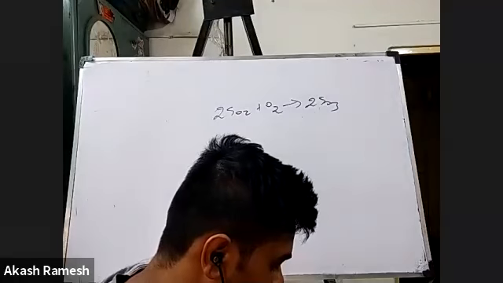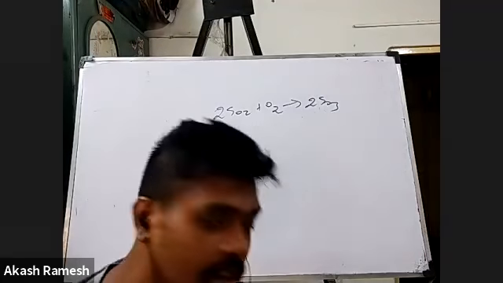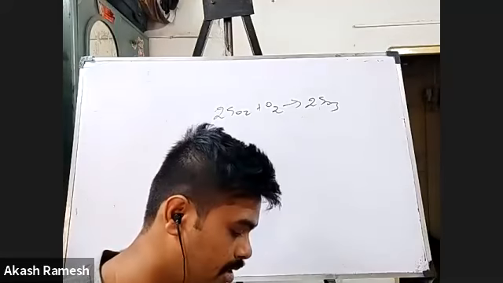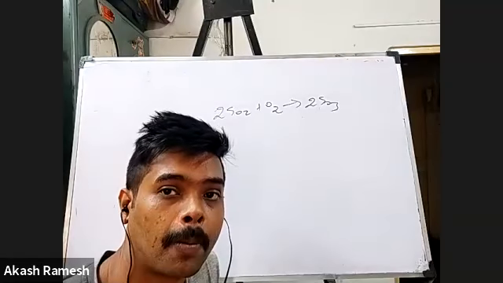So the rate of appearance or rate of formation of SO3 is given. They're asking you what is the rate of disappearance of SO2 and O2.